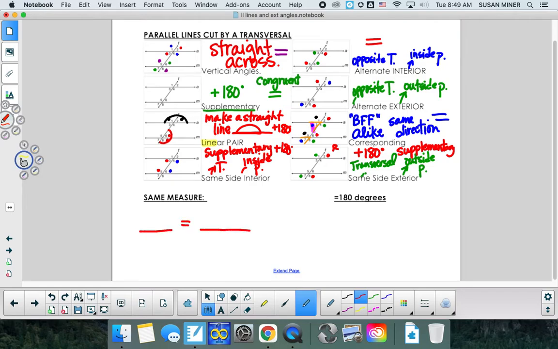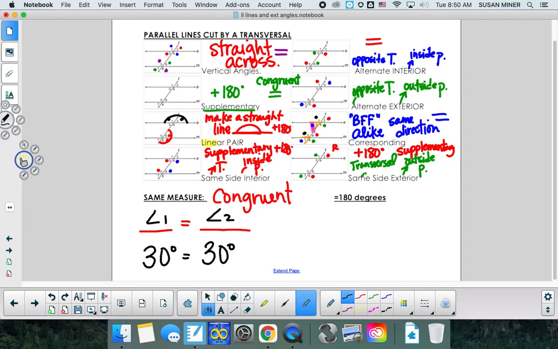I say, okay, if they are the same measurement, if they're congruent, then my first angle, whatever it is, has to equal my second angle. So let's say my first angle was 30 degrees and they were vertical angles. Well, vertical angles are equal. They're congruent to each other. And so the second angle, angle 2, would have to be 30 degrees as well.